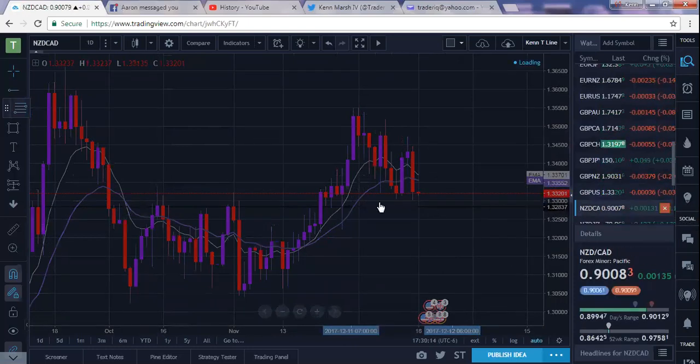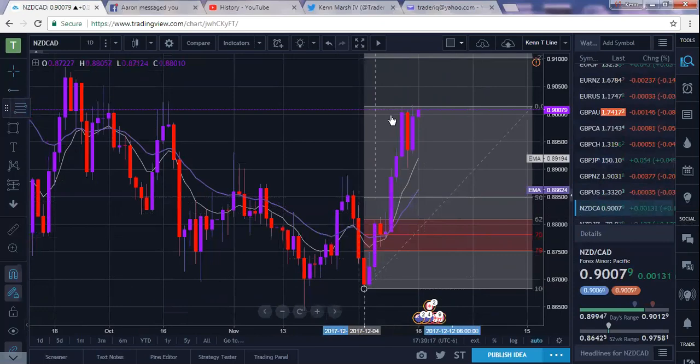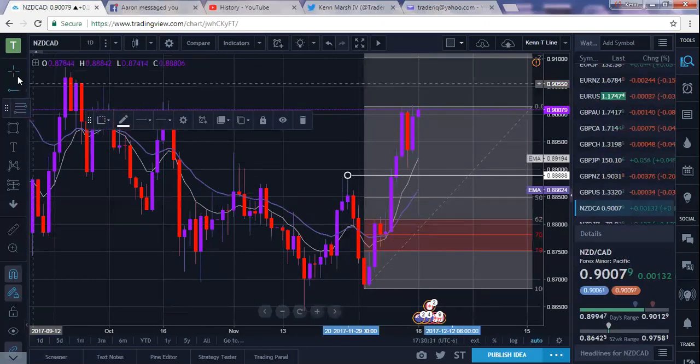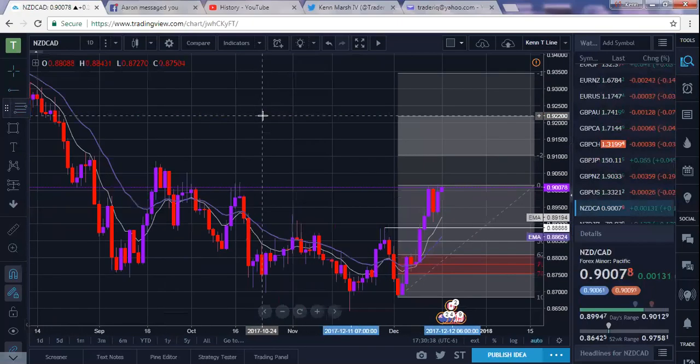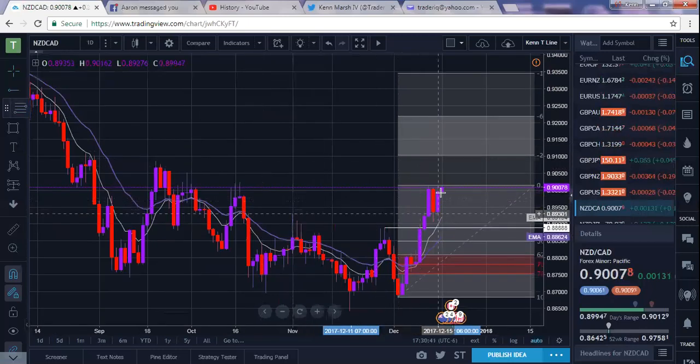So we're going to NZD CAD. This one I'm expecting a pullback into this area or into this area here. So I'd like to see a pullback. It could continue higher from here and break this high. I would like to see a pullback, though, at least into this support area. I'd like to see that happen.